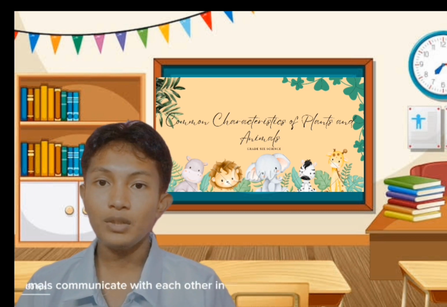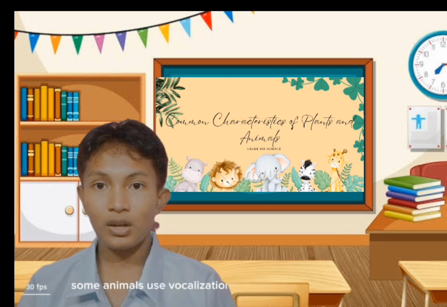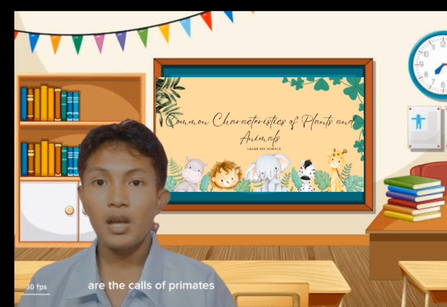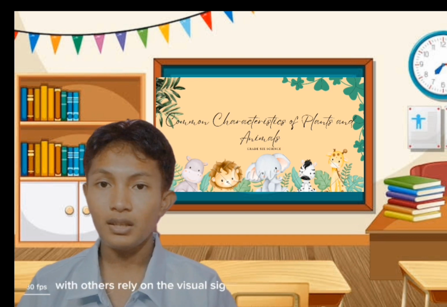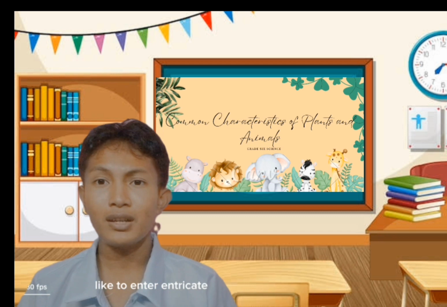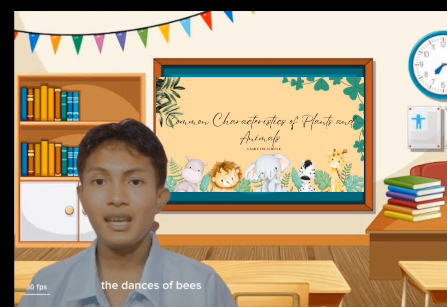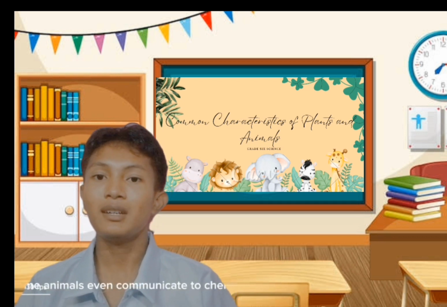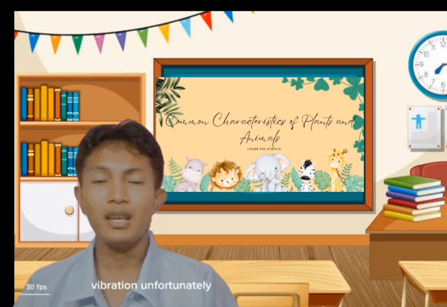Animals communicate with each other in diverse ways. Some animals use vocalization, such as the songs of birds or the calls of primates, while others rely on visual signals like the intricate dances of bees or the displays of colorful feathers in birds. Some animals even communicate through chemical signals or vibration.